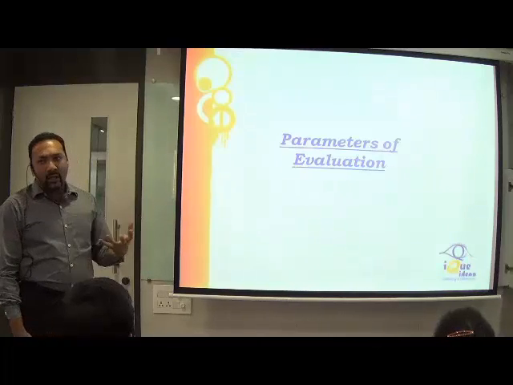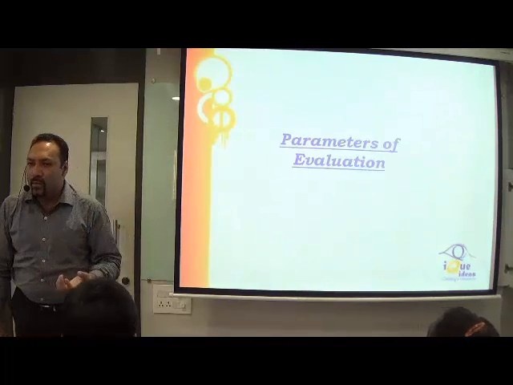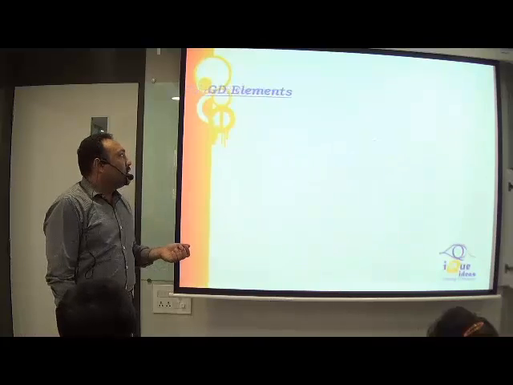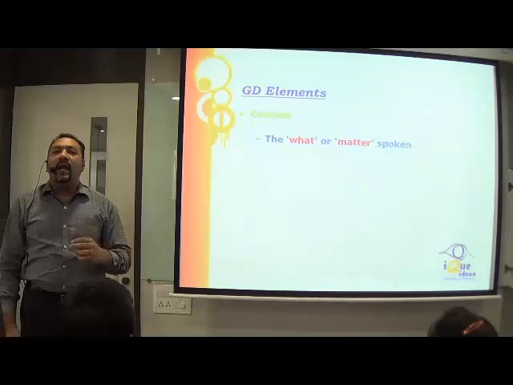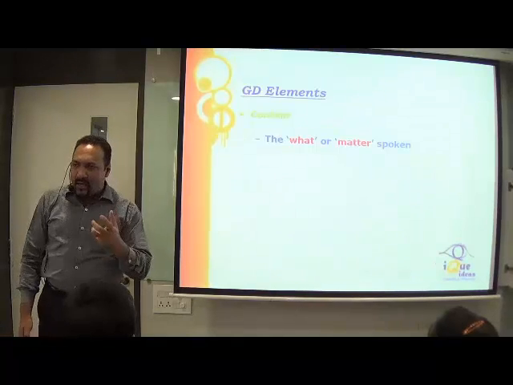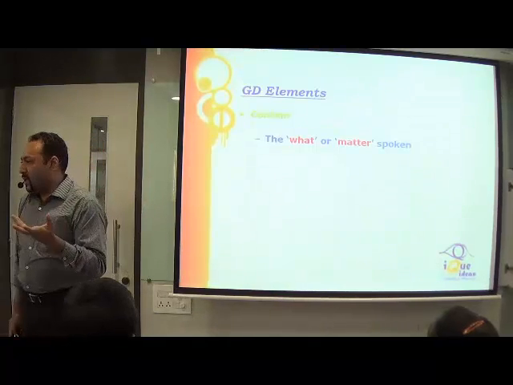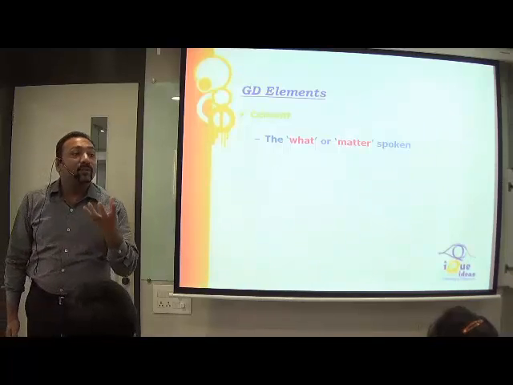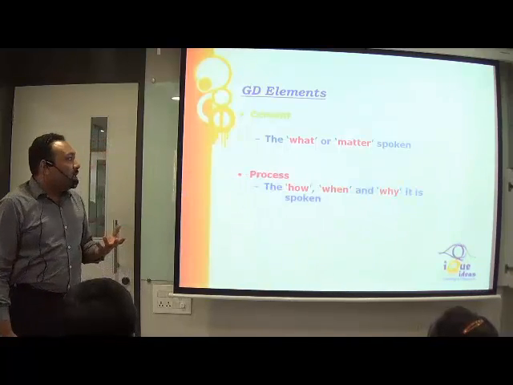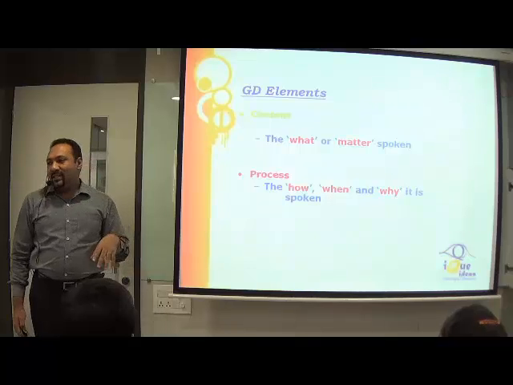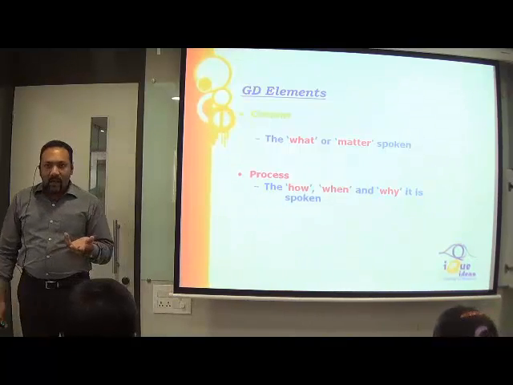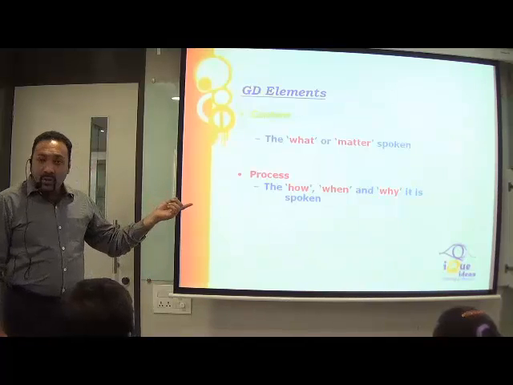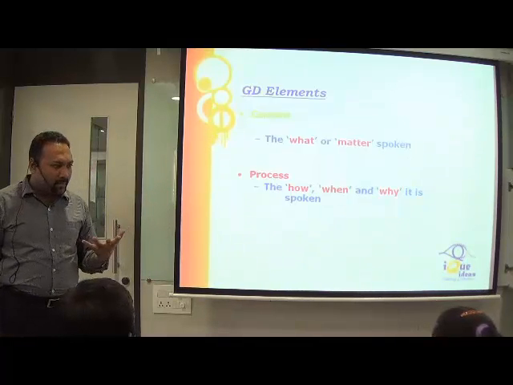How or what are the things which are evaluated in a group discussion? First thing is the content. Content is what you speak, the subject matter which you talk on. Second thing is the process. That means how you speak, when you speak, why you speak.